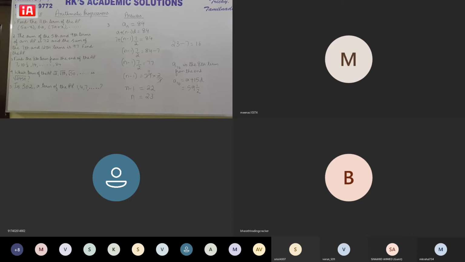We have to find the 8th term from behind. So you simply have to do 23 minus 7, the number of terms minus 1 less than 8. So, 23 minus 7, which is 16. So, the 16th term is the 8th term from behind. And A16 is 59 and a half.